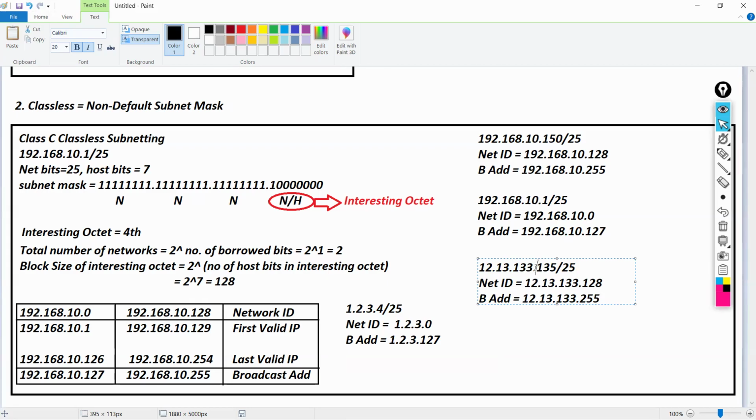Here, no need to focus on what the values are. Your interesting octet was the 4th octet. What is the value here? In which range is it falling? We are good to go. Is that clear? Online people?